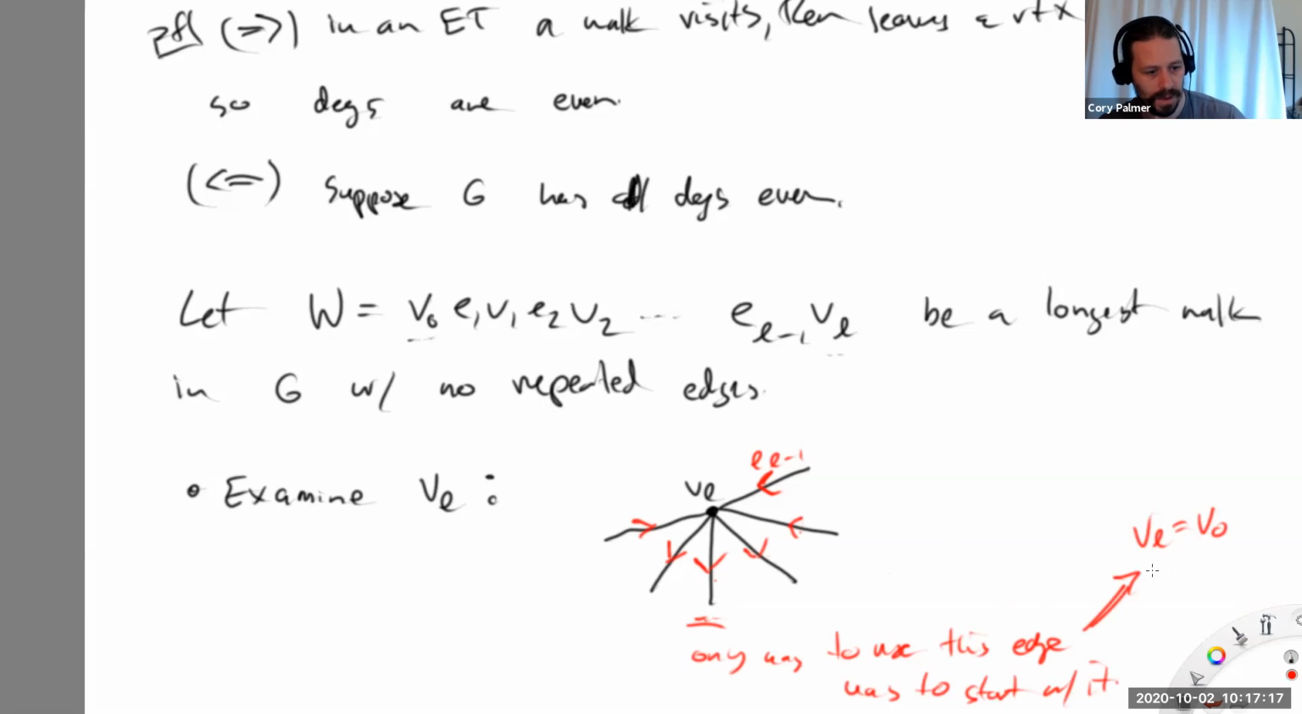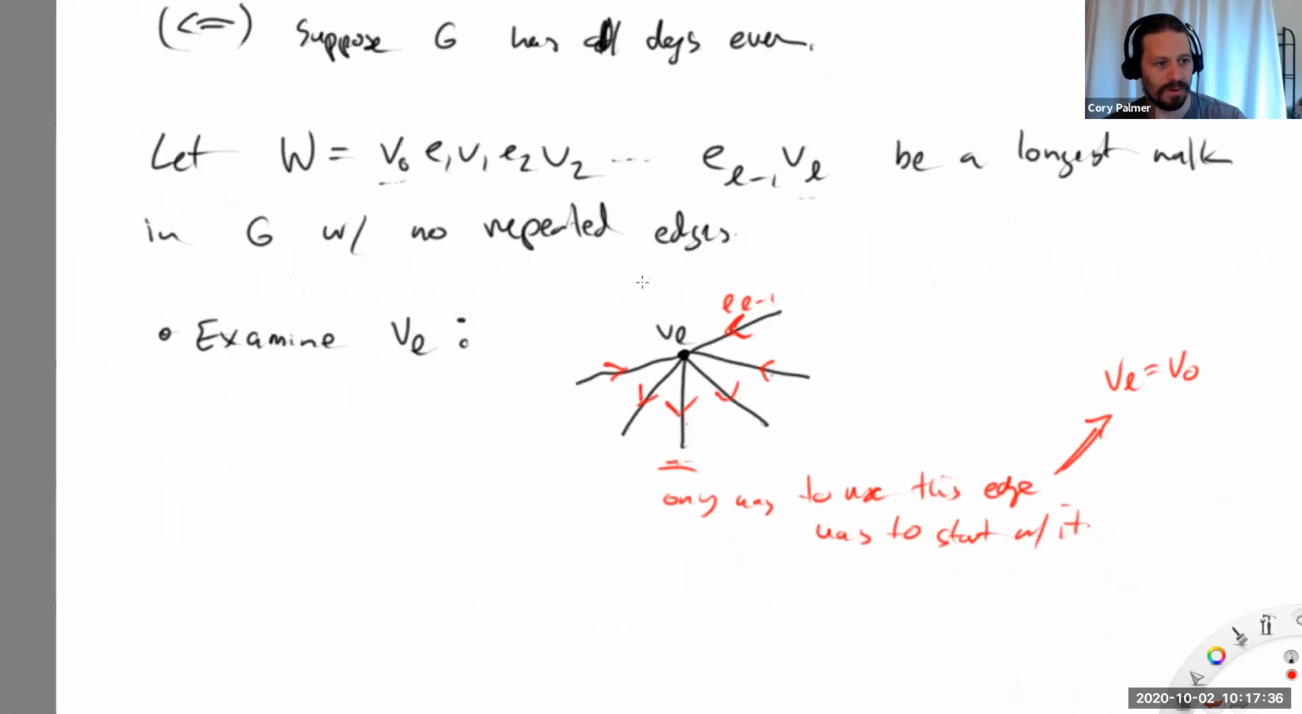there, okay? And very much so this used that it was even. If the degree was odd, then ending in VL wouldn't have been a problem. We could have ended here and all prior visits went in and out, in and out, in and out, and didn't leave a leftover edge, okay? All right, so this means actually that our longest walk without a repeated edge is actually closed.